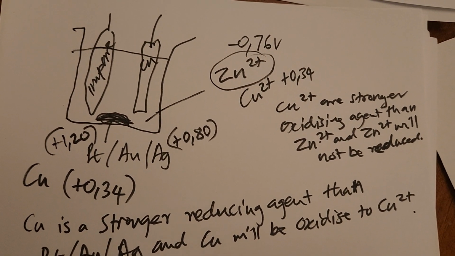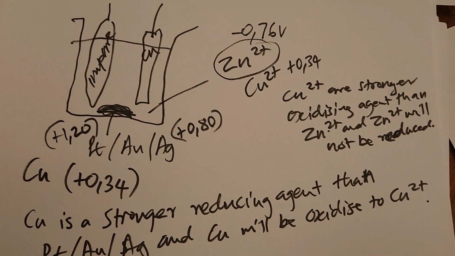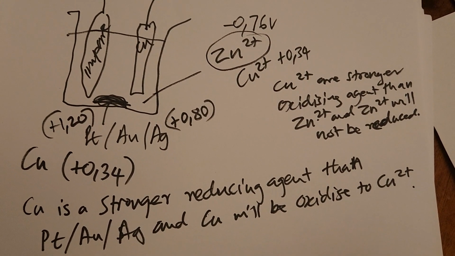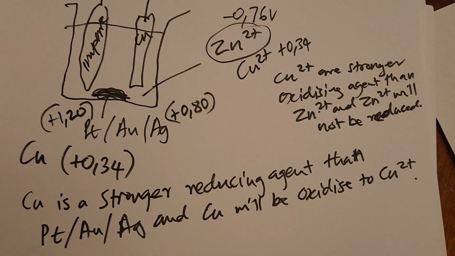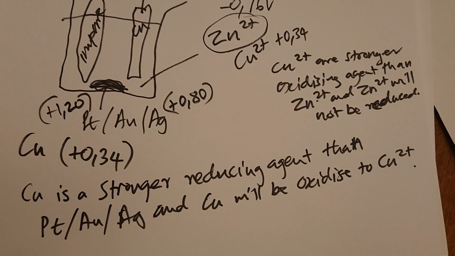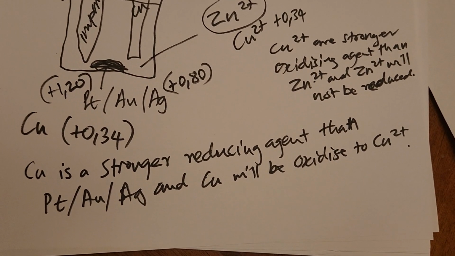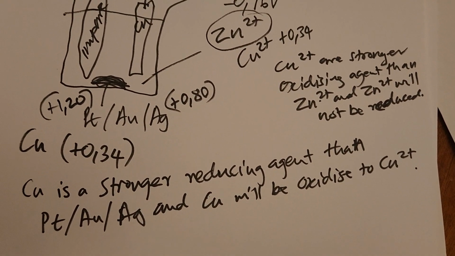You need to explain, because in this part they check your ability to explain, comparing either oxidizing abilities if you look at the zinc ions and copper ions, or comparing the reducing abilities if you look at the copper compared to the other precious metals.